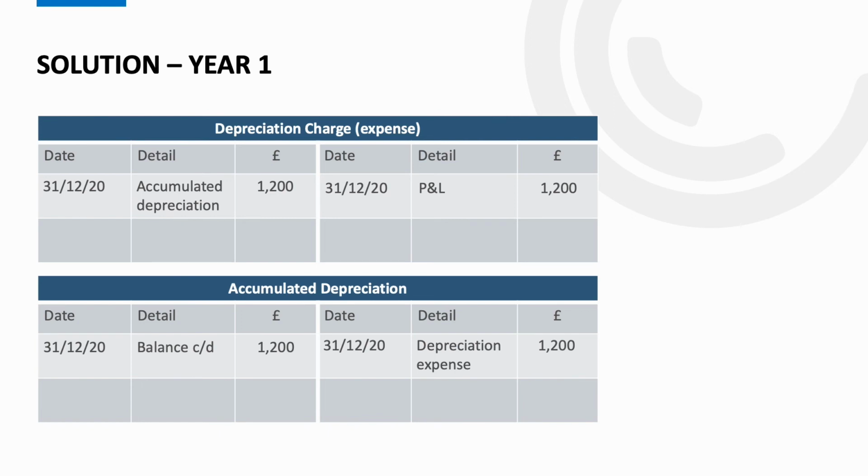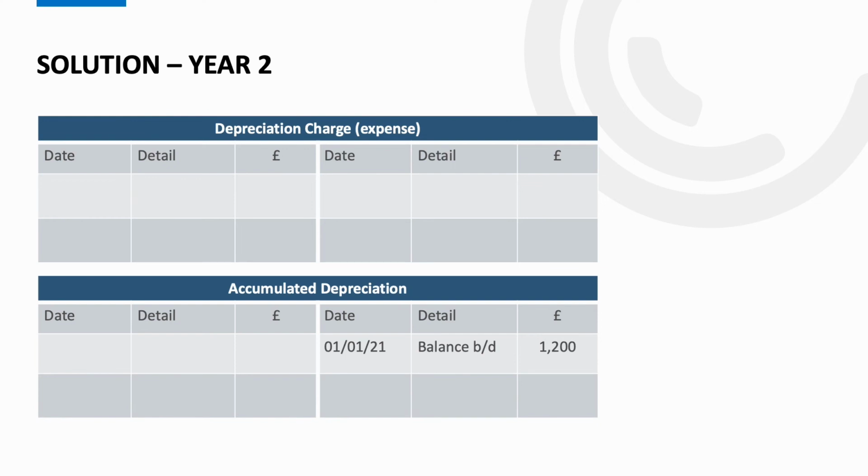So as we can see in our accounts, the depreciation charge starts with a nil balance as this was transferred to the P&L at the end of the previous year. On our accumulated depreciation account, we have the balance brought down from the prior year. We can now enter the depreciation amount in year 2. So again, we would debit the depreciation charge for £1,200 and credit the accumulated depreciation account.